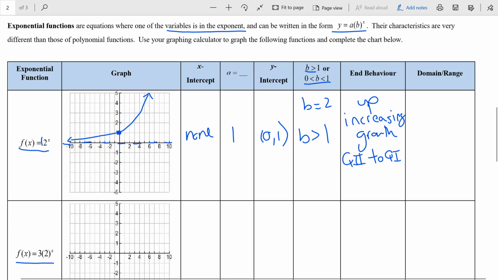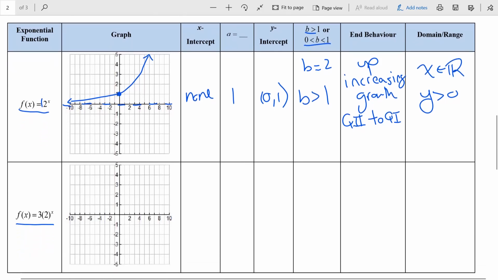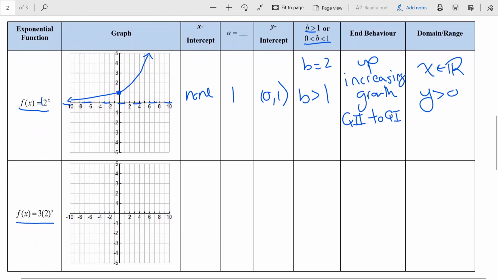Okay, and the domain and the range? Well, your domain is x is an element of the reals, and since we never hit the x-axis, y is greater than 0. Okay, there's the first graph. That's your most basic exponential. And I kind of want you to have that one memorized.